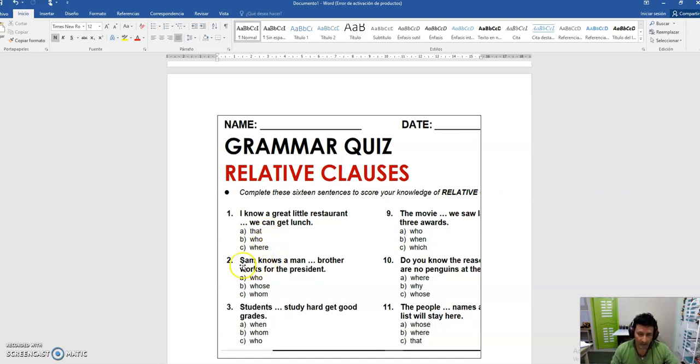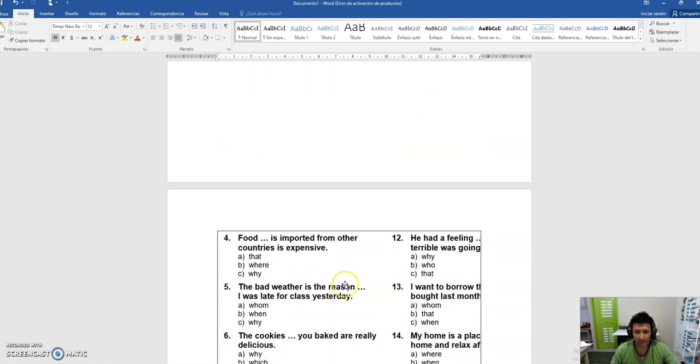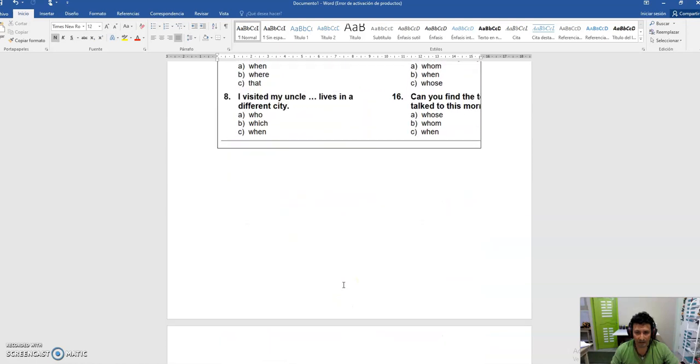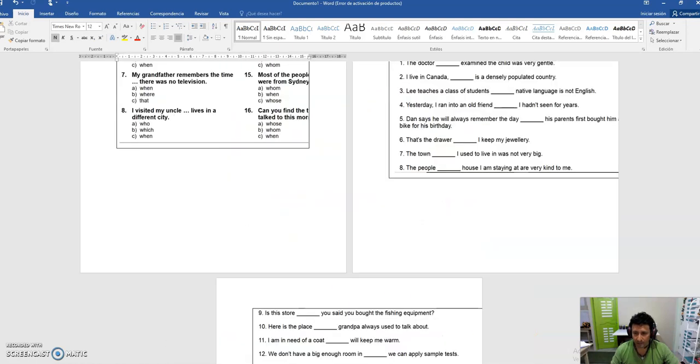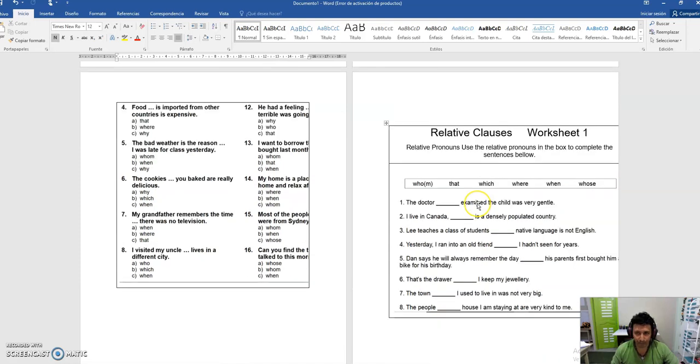See? The second, Sam knows a man whose brother works for the president. Okay, a man. So which one would be the correct one? Who, whose, or one. And they continue like that. You can see all 16 questions. Now we have another worksheet to practice relative clauses.